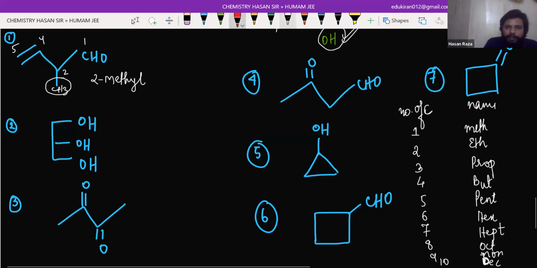So how many carbon in the parent chain? 5. So pent. What is the nature of bond? Carbon-carbon bond. Double. For double bond, what is the name that we use? For single bond, it is an. Double bond, it is en. For triple bond, it is yne. Now, what is the position of double bond?